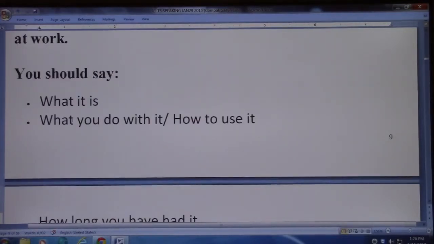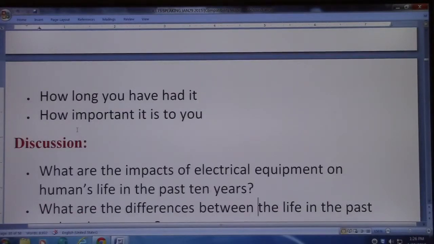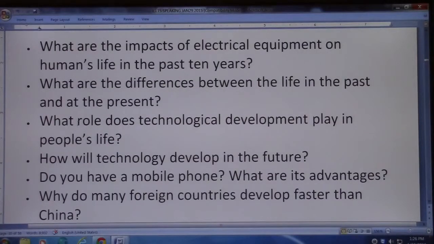So part 1 was asking a simple, familiar question, like what do you do, what's your job, or where do you come from, or describe your... Then they would give you a card with 3 or 4 questions on it, and then they will ask you some more analytical questions, like what are the impacts of electrical equipment in a human's life? What are the differences between today's life and the life before, in the past? What role does technological development play in people's lives?